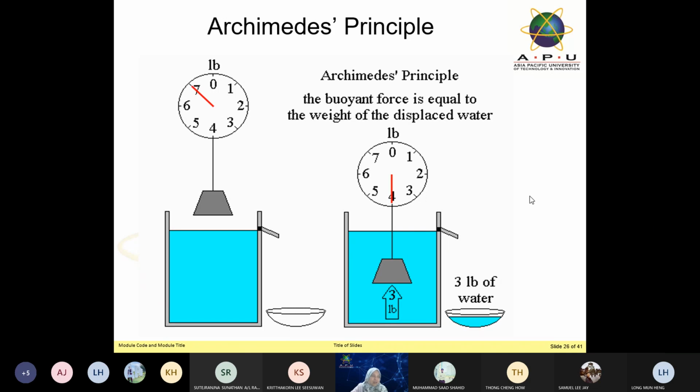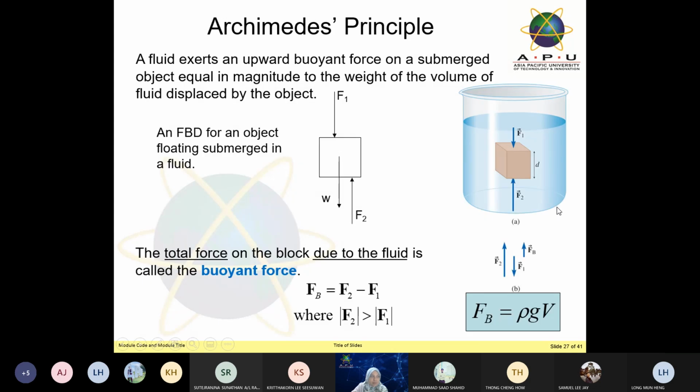Okay, so in this one, when you drop some object, the water will fill up. Archimedes' principle mentioned that a fluid exerts an upward buoyant force on a submerged object equal in magnitude to the weight of the volume of fluid displaced by the object. So this is the object. There is a buoyant force, which is F2.